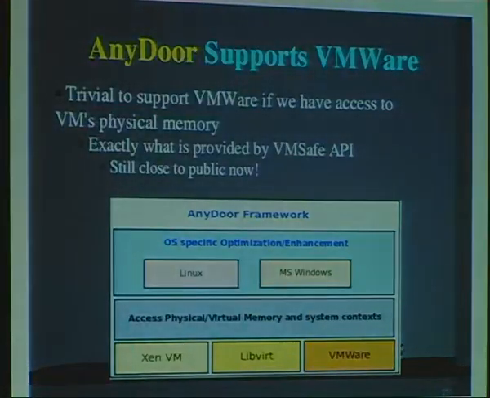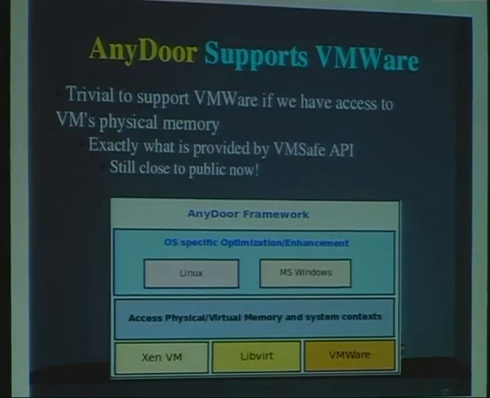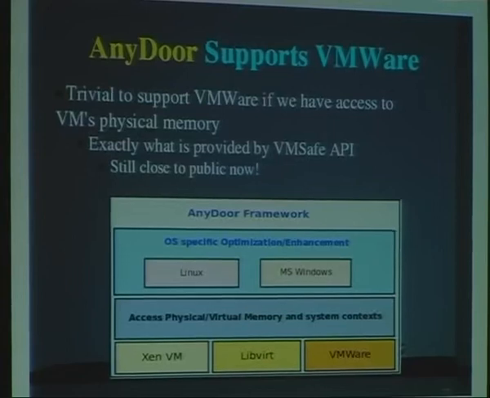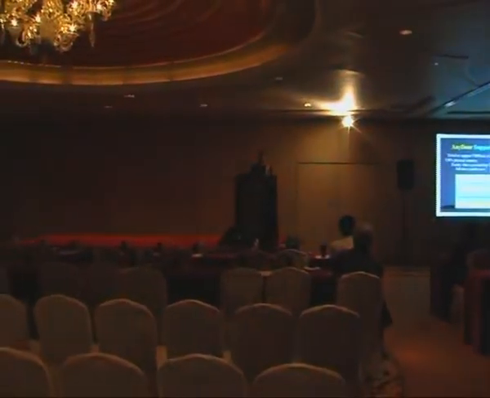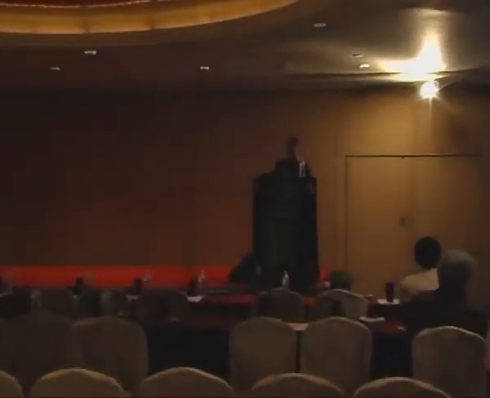How about VMware? I think many people need to ask that because VMware is very important and very popular. VMware is actually trivial to support because you only need access to the physical memory of the virtual machine, and that functionality is already provided by the VMsafe API from VMware. But unfortunately, the VMsafe API is not open to the public, so we cannot support VMware so far. But once they release the VMsafe API to the public, we can support VMware very easily.